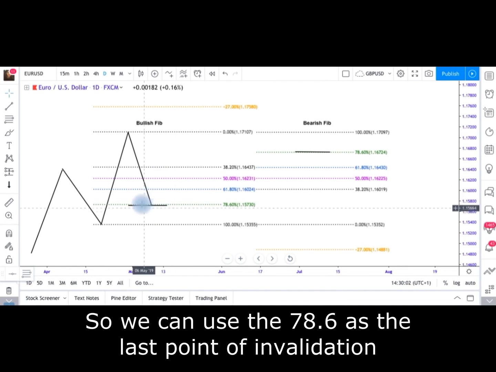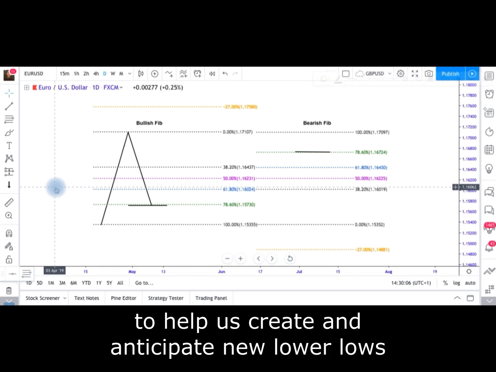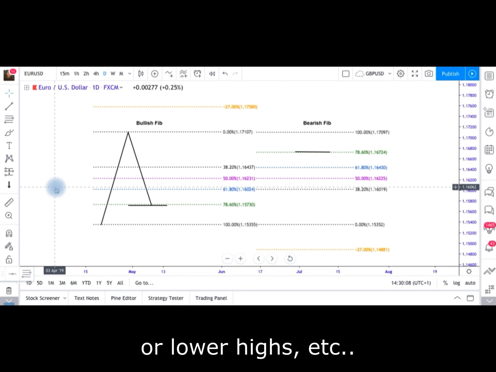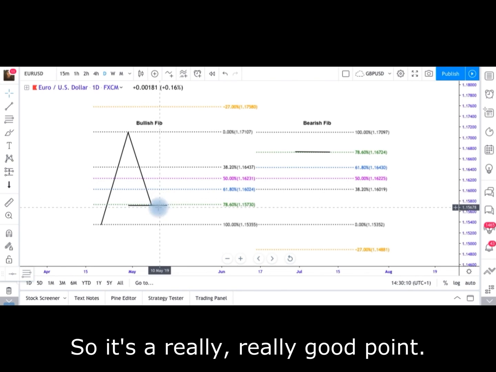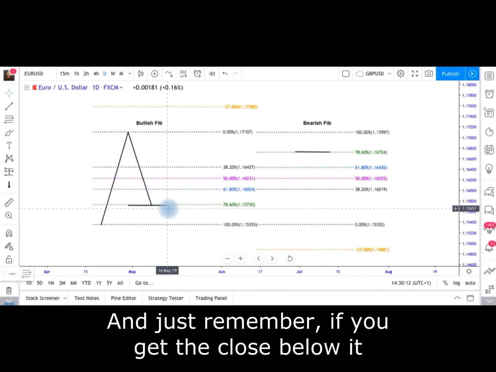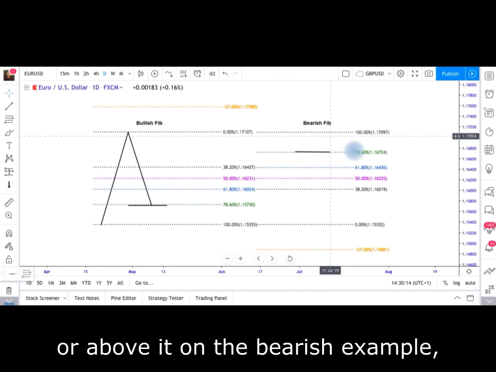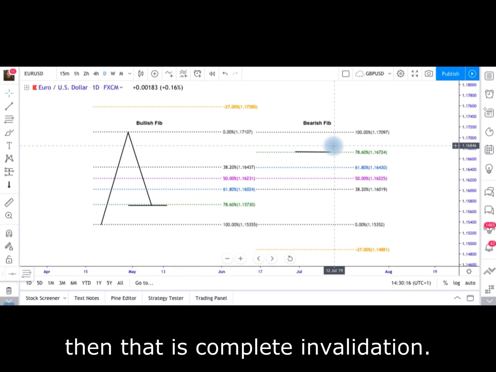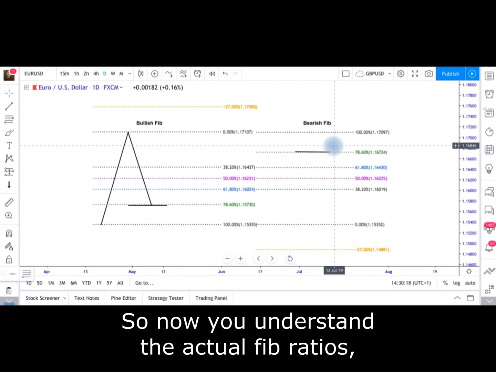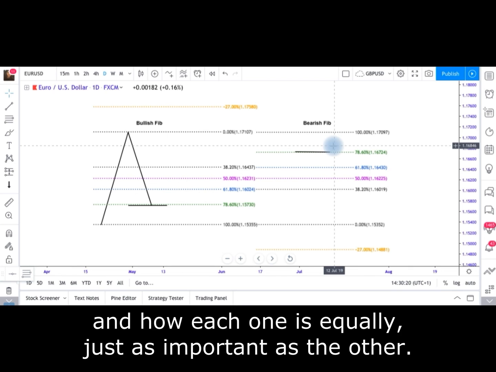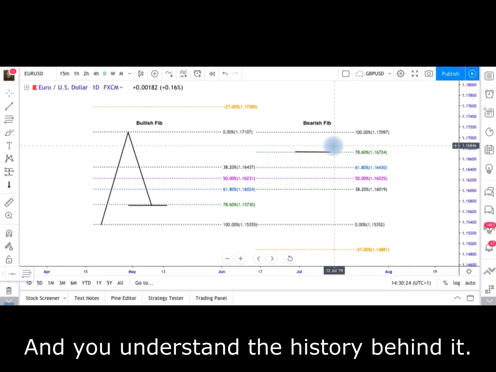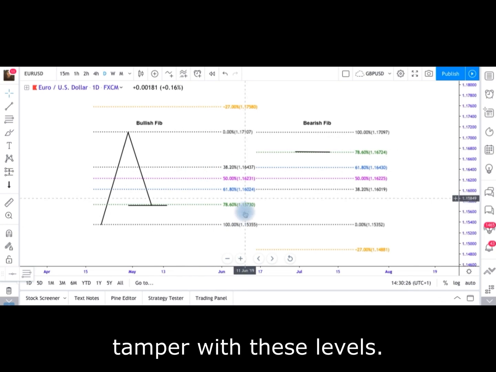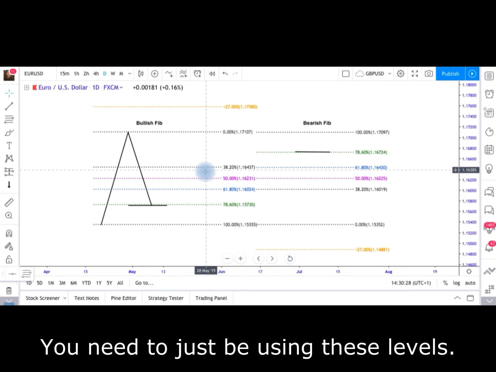So we can use the 78.6 as the last point of invalidation to help us create and anticipate new lower lows or lower highs, etc. So it's a really, really good point. And just remember, if you get the close below it or above it on the bearish example, then that is complete invalidation. So now you understand the actual fib ratios and how each one is equally just as important as the other, and you understand the history behind it, there should be no reason to actually tamper with these levels. You need to just be using these levels.